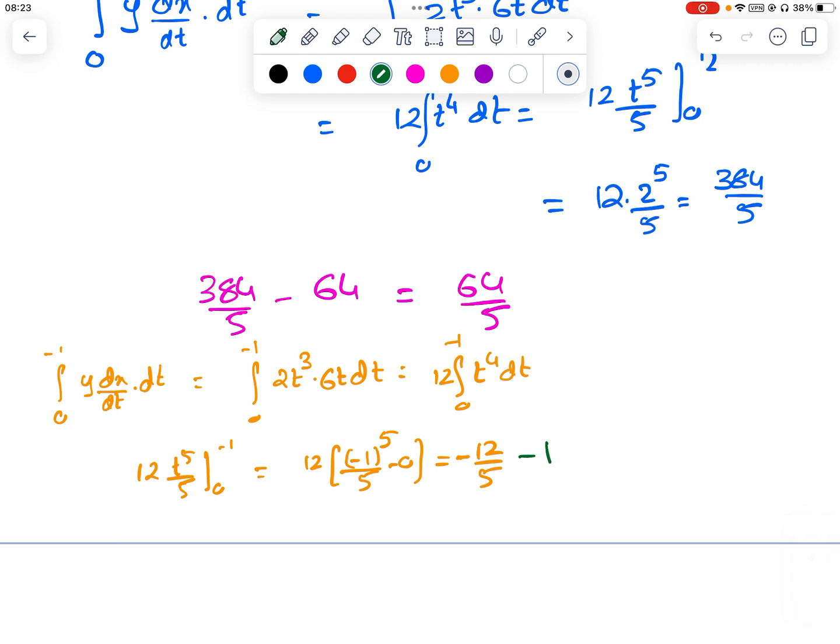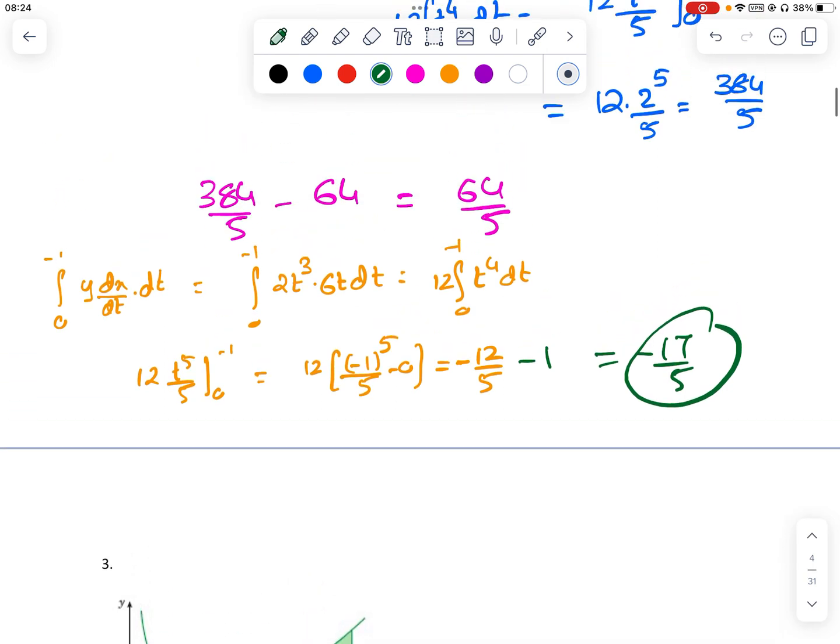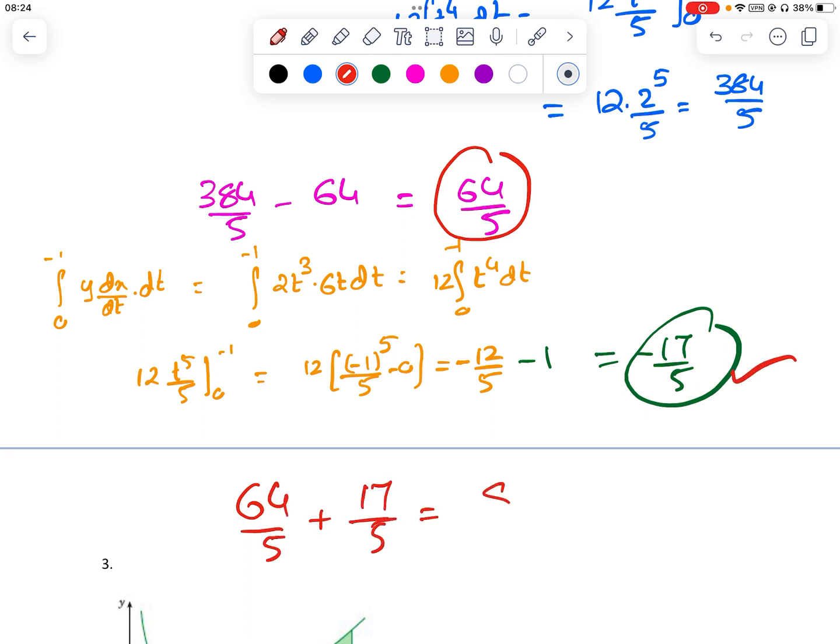So -12 upon 5, add that one, -1. So -17 upon 5. -17 upon 5 means the total area is plus 17 upon 5. So my area will be, on the top part 64 upon 5, and the bottom part 17 upon 5, which is nothing but 81 upon 5, which is 16.2. That's going to be the answer.